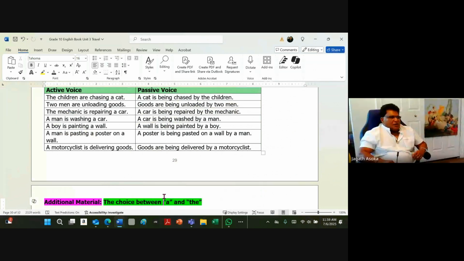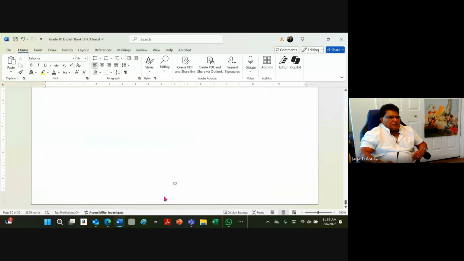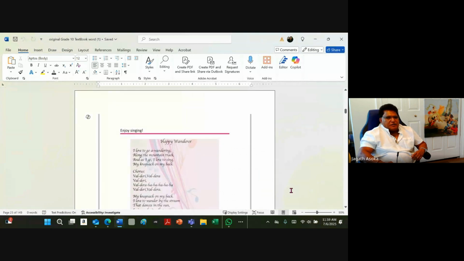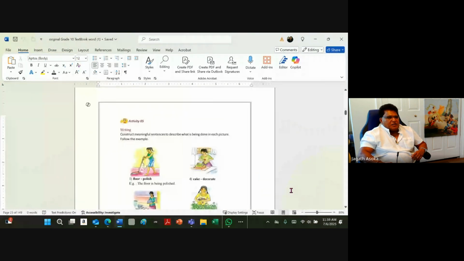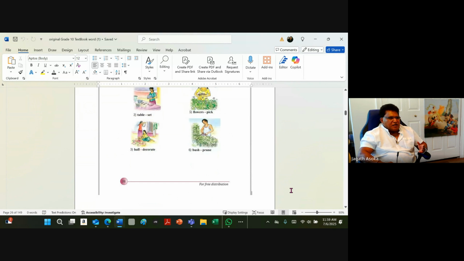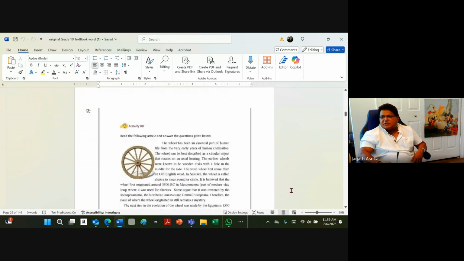I feel we can stop here, because the next one is different. They give pictures and you are supposed to look at these actions and convert them into passive voice, like the cake is being decorated. I think you guys can prepare. We'll do it next time, right? So we'll continue next time. How about that?